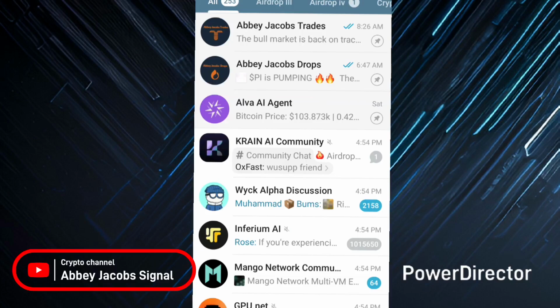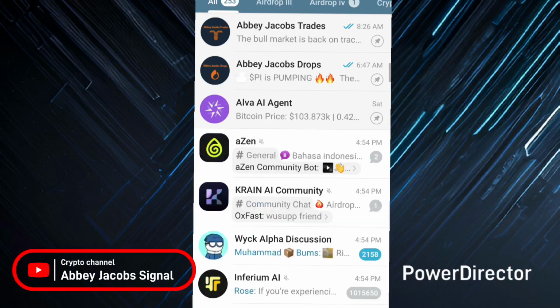Now, on our Telegram community, we have two distinct groups. The first one is the Abe Jacobs Trades, and the second one is the Abe Jacobs Drops. The Abe Jacobs Drops is for the free airdrop platform. So if you are joining that group, you will be receiving free airdrop updates and also information as well.